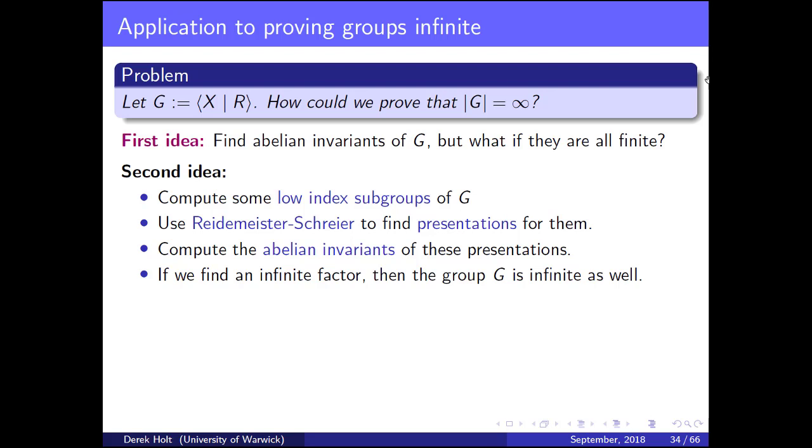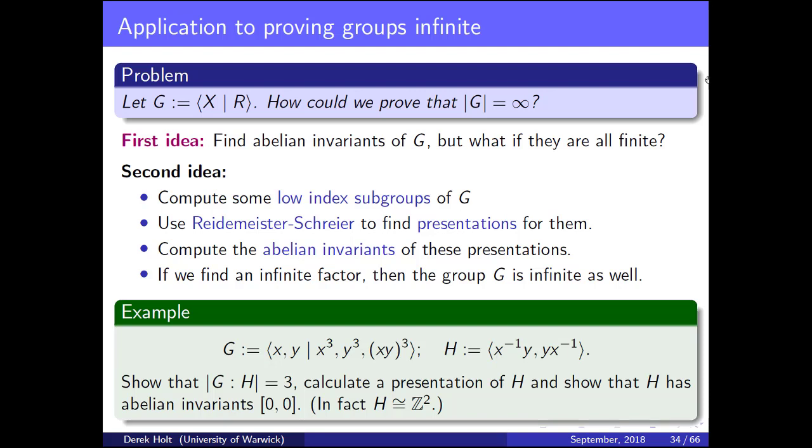But coming out of this, it has in some examples been necessary to go up to subgroups of big index in order to get the infinite abelian invariants. Okay, so here's a baby example. Supposing I wanted to prove this group, x cubed, y cubed, x y cubed, is indeed infinite.